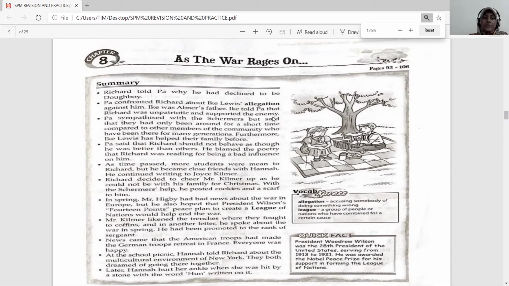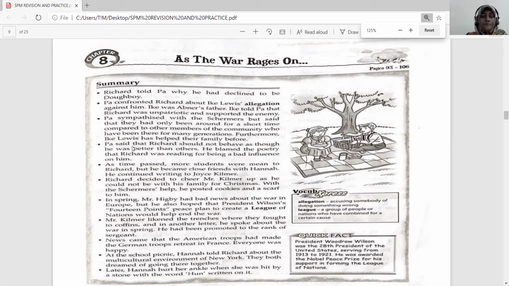Pa sympathized with the Shermers, poor them, okay, but he cannot do anything since they had only been around for a short time compared to other members of the community who have been there for many generations. Furthermore, Lewis has helped their family before. So he had to obey Lewis because he believed that the original people from Turtle Lake are even more important than the temporary people.